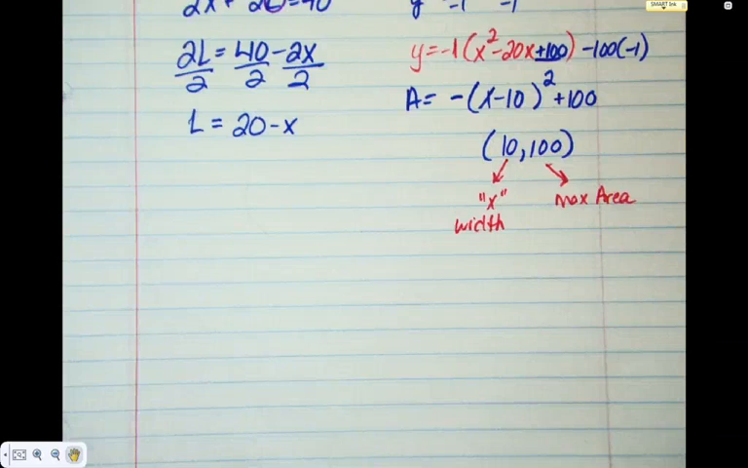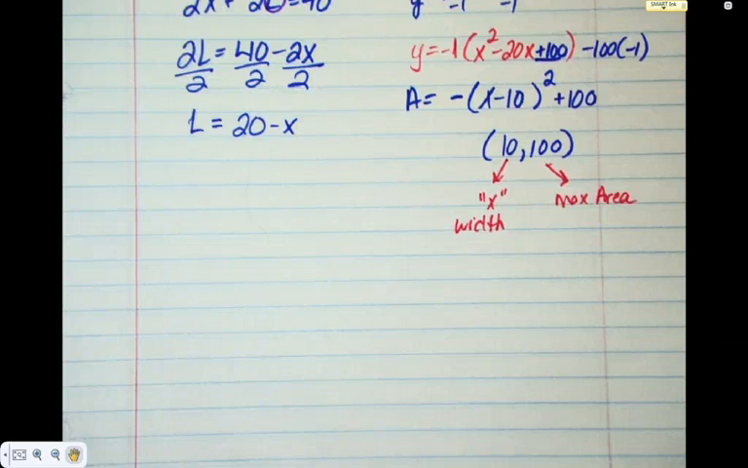And now it just depends on the question you're answering. Sometimes the question will say, what is the maximum area? Sometimes it'll say, what are the dimensions? Sometimes it'll say both. So depending on what the question asks is how we're going to answer. What did this particular question want to know? What are the dimensions that will yield the maximum area?